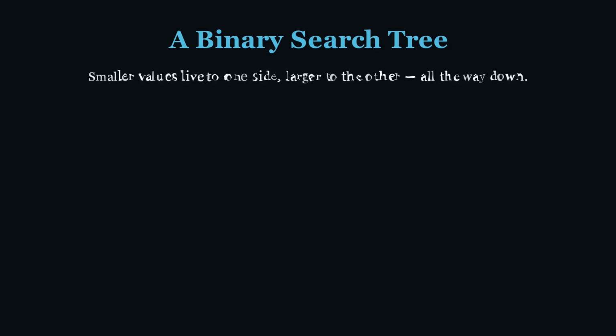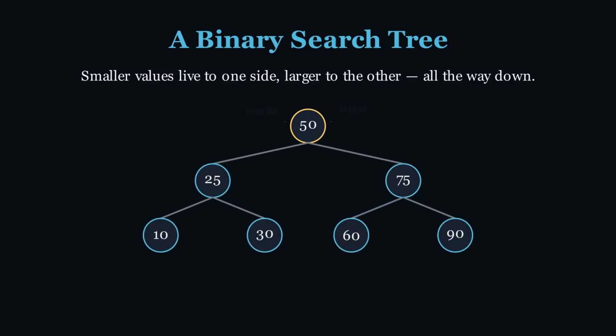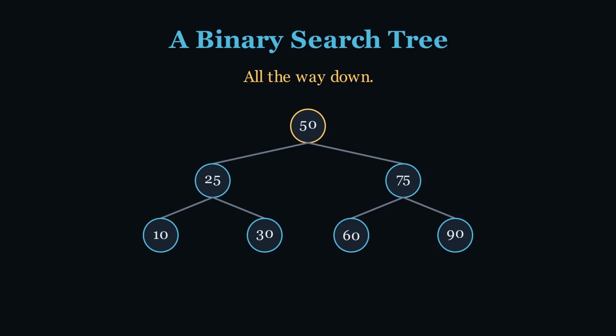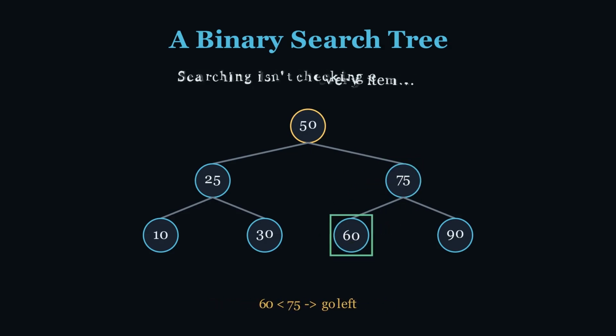A binary search tree takes this game and bakes it directly into how data is stored. Smaller values live to one side, larger values to the other, all the way down. So searching for something isn't a matter of checking every item. It's a matter of repeatedly asking left or right and watching the problem shrink by half each time.